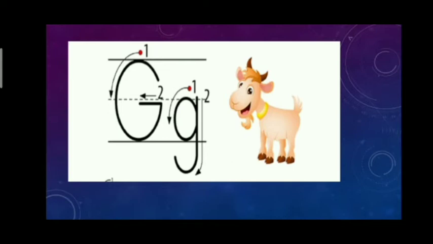Coming to the next one, small g. Starting with the red dot, you can also see these 3 lines made. You have to make them according to the lines. Starting with the red dot, a curve. Then look at the second arrow very carefully. A standing line, then a small curve.